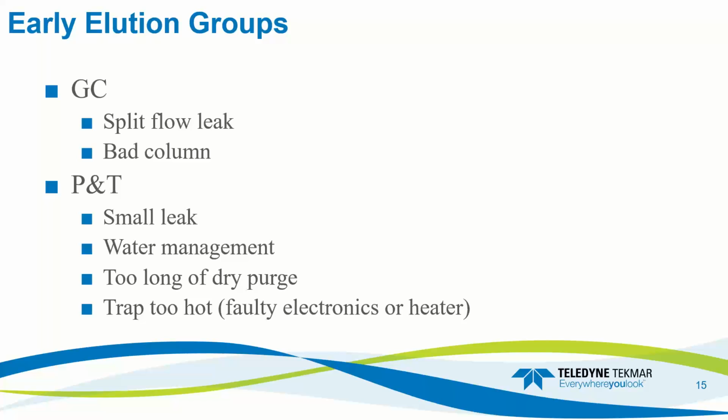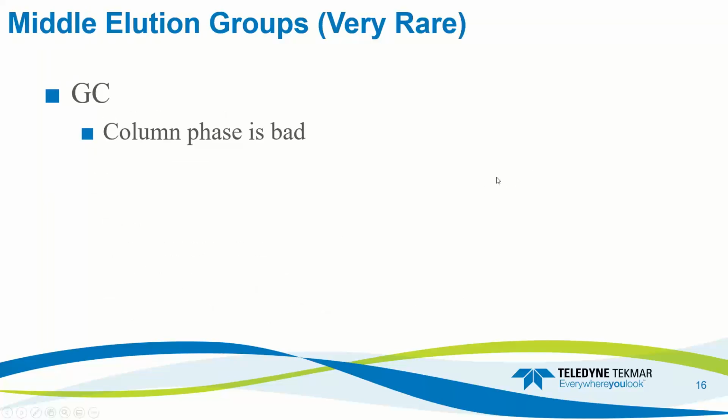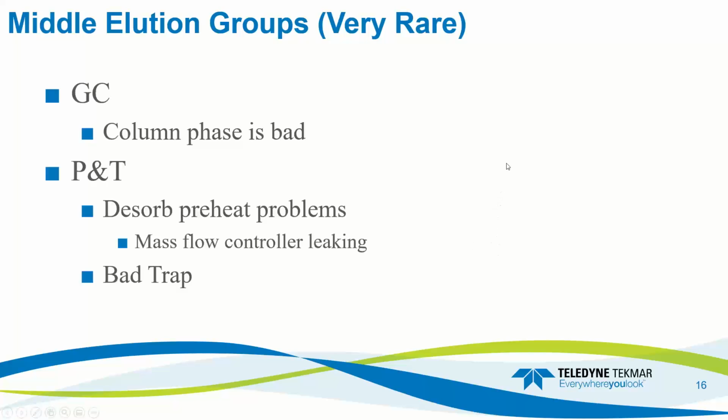This and too hot of a trap might push these compounds to vent, and you might not be able to get the recovery that you're expecting. If you're having issues with your middle elution groups, which is very rare, the GC column could need to be replaced, or you could have the wrong column for the method that you're running. The purge and trap flow might be too weak to push everything off of the trap to the GC, or there could be a leak in the mass flow controller, or you might just need a new trap.